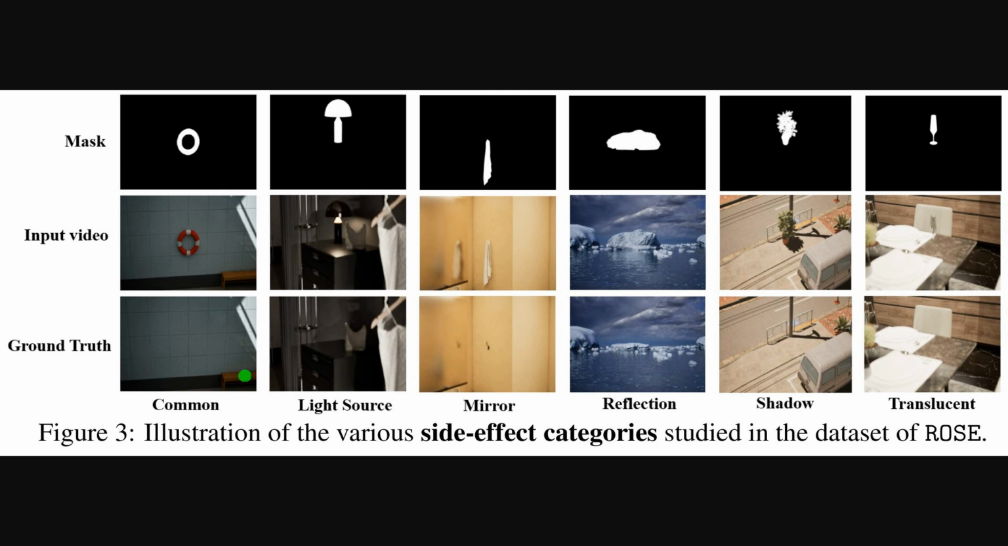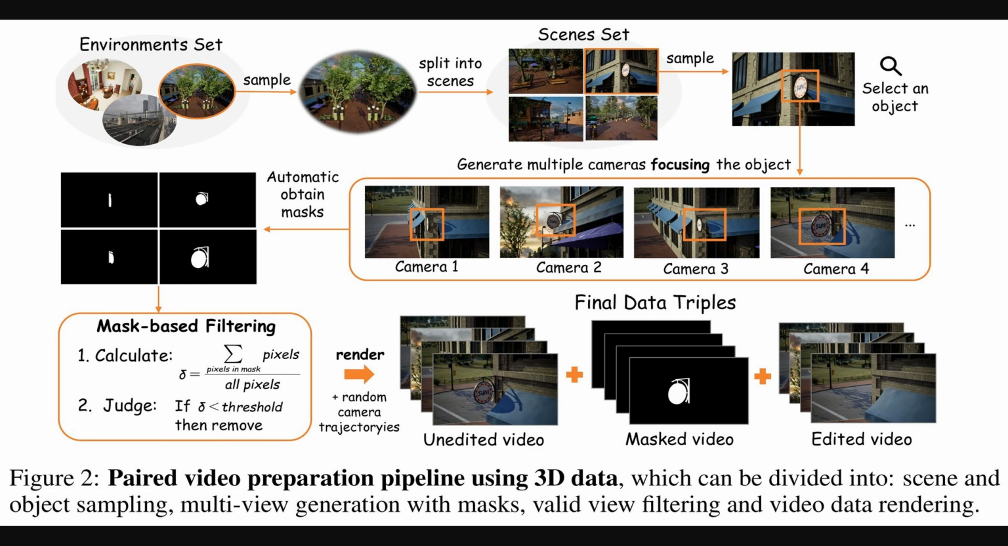Figure 3 illustrates the 6 side effect types the dataset covers, which matters because training spans these diverse object-environment interactions. The top row shows masks, the middle row shows input video frames with objects present, and the bottom row shows ground truth frames after removal. The columns correspond to common, light source, mirror, reflection, shadow, and translucent, so the taxonomy is explicit and aligned with pixel-accurate supervision. Alright, the previous figure laid out the side effect categories.